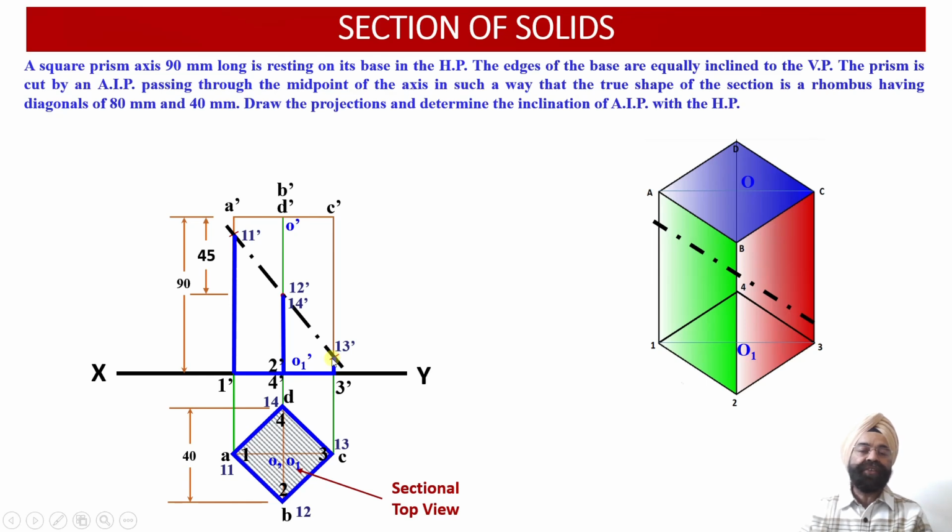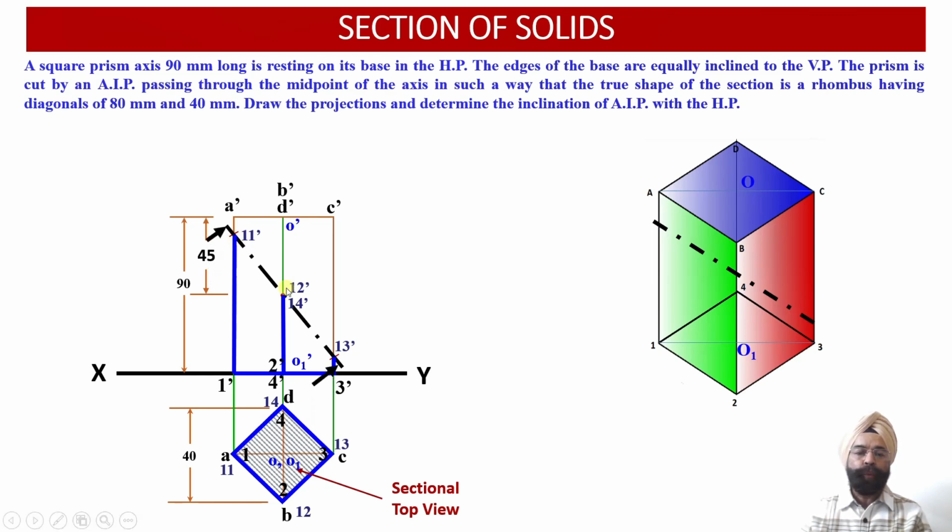Now one thing we must understand over here: since this cut section is obtained inclined with respect to the horizontal plane, because the cutting plane or the auxiliary inclined plane happens to be inclined to the horizontal plane, the sectional top view projections that we have obtained in the plan view represent the apparent shape projections of this section solid. So now we need to obtain the true shape projections of the cut section over here.